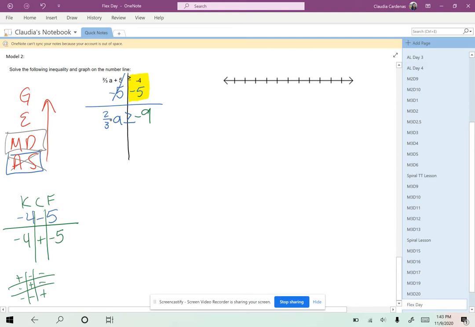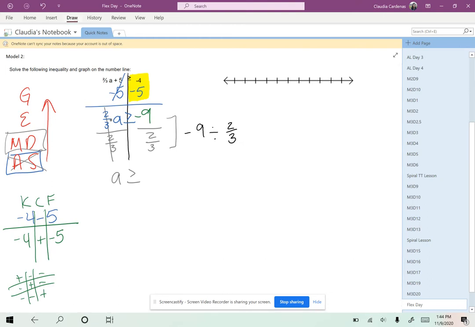Well, we know that it's 2/3 times a, so the opposite or the inverse is to divide by 2/3. And the reason we're looking at this problem is because I know 2/3 divided by 2/3 gets 1a, and it's greater than or equal to. But then this fraction over here looks a little funky, so let's go ahead and rewrite it. Negative 9, let me write it over here. Negative 9 divided by 2/3.